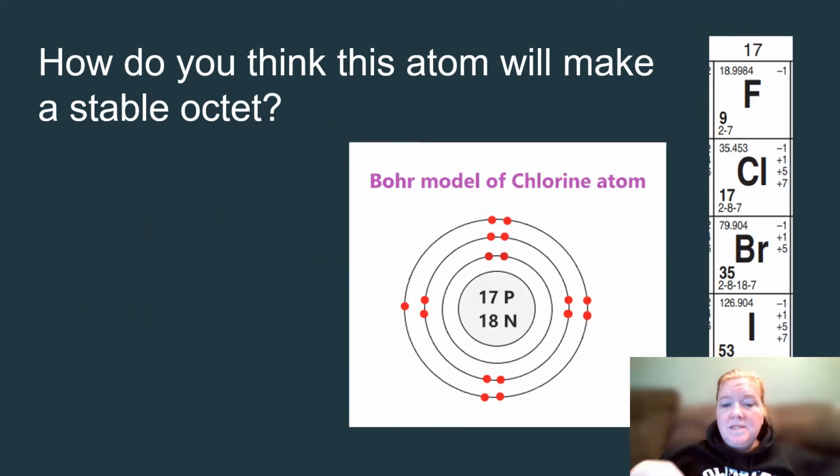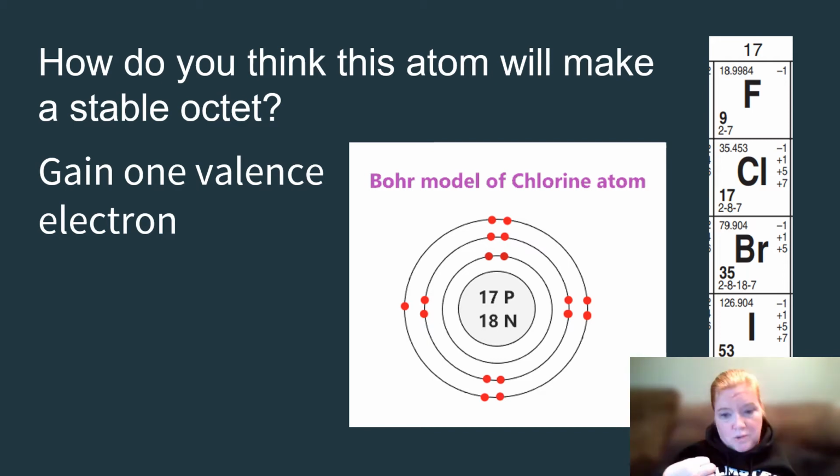How do you think this atom will make a stable octet? So look at the outermost shell. How many valence electrons does it have? So what would make sense? It's going to gain one.